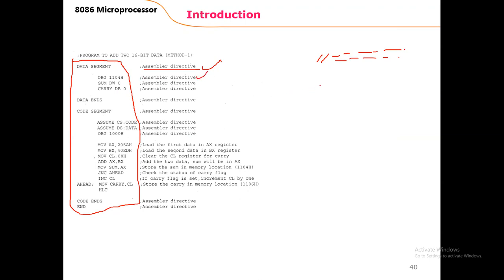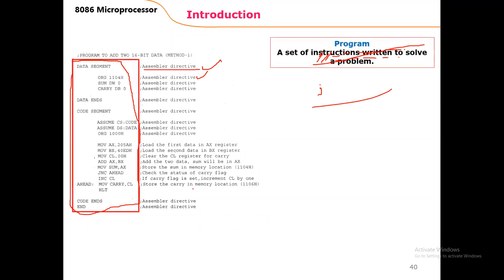In assembly language, the comment rule is using the semicolon. And in programming C, the comment rule is using the slash. Okay, clear? So now this is the program.